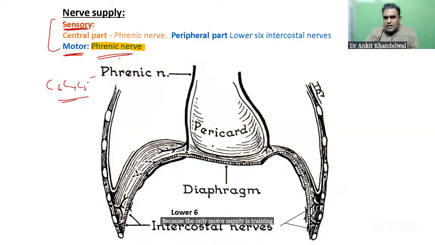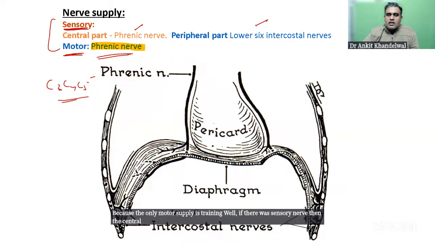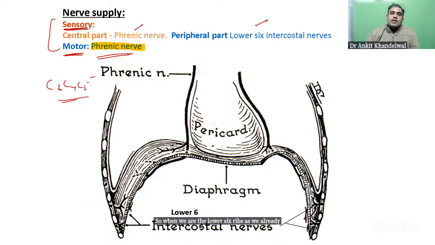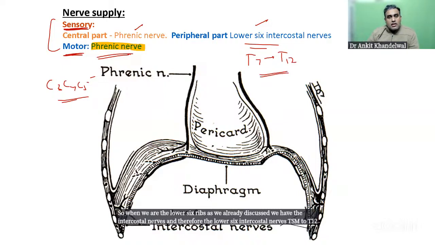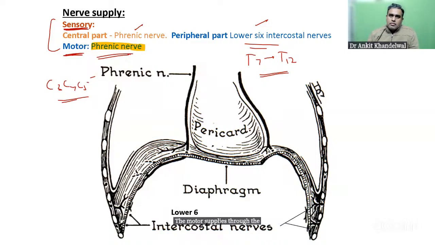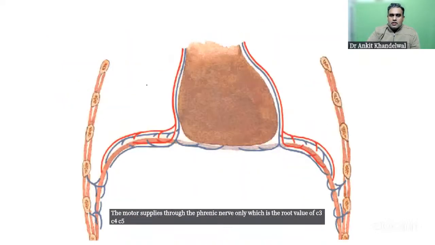Well, if you talk of sensory nerve, then the central part is phrenic nerve. The lateral parts are supplied by the intercostal nerves. Because from the lateral part, we have actually the lower 6 ribs. So when we have the lower 6 ribs, as we already discussed, we have the intercostal nerves, and therefore the lower 6 intercostal nerves, T7 to T12, they will supply the sensory to the lateral part of the diaphragm. But motor supply, do remember, the motor supply is through the phrenic nerve only, which is the root value of C3, C4, C5. Okay. Here you are seeing an image over here.